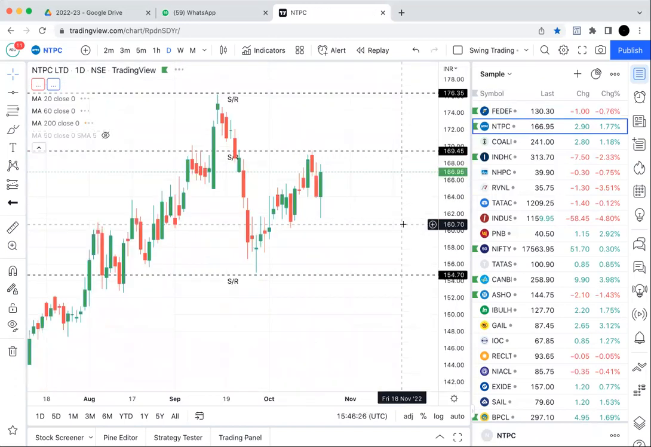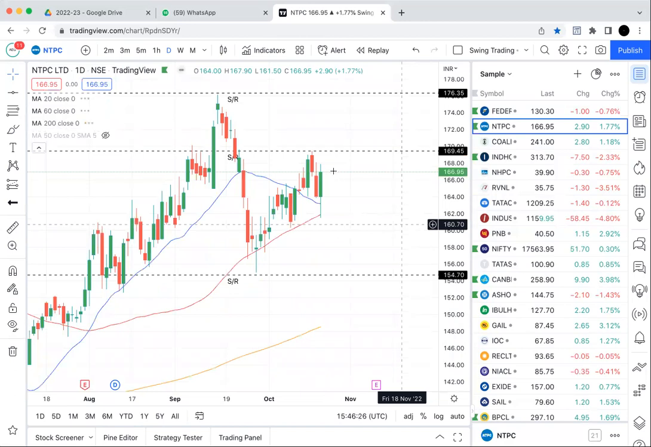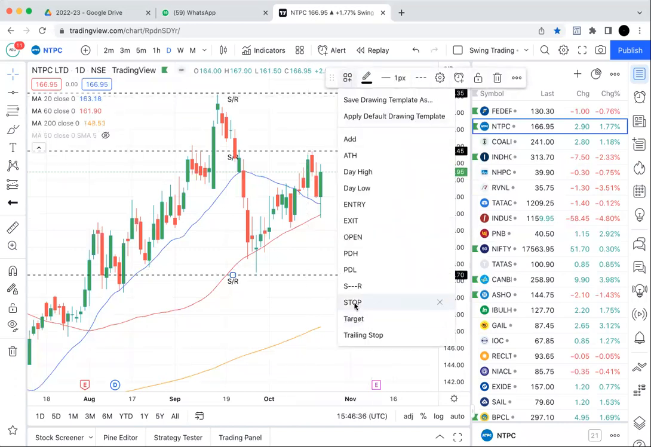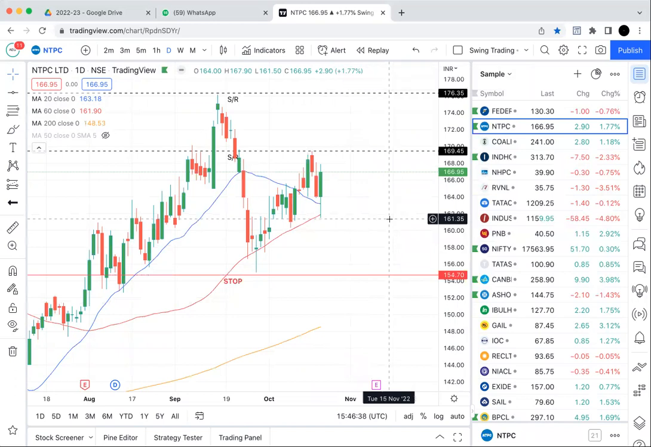With each one, I would wait until I break out of this resistance level, and then I would make this bottom one my stop loss. See, there it is. Okay, that's what I will do.